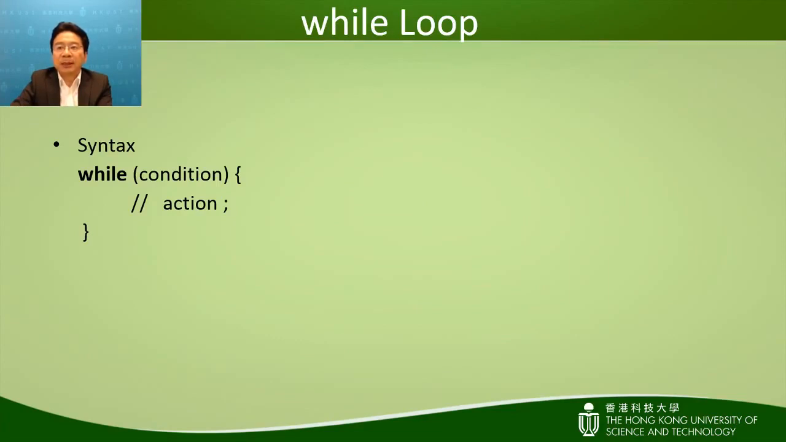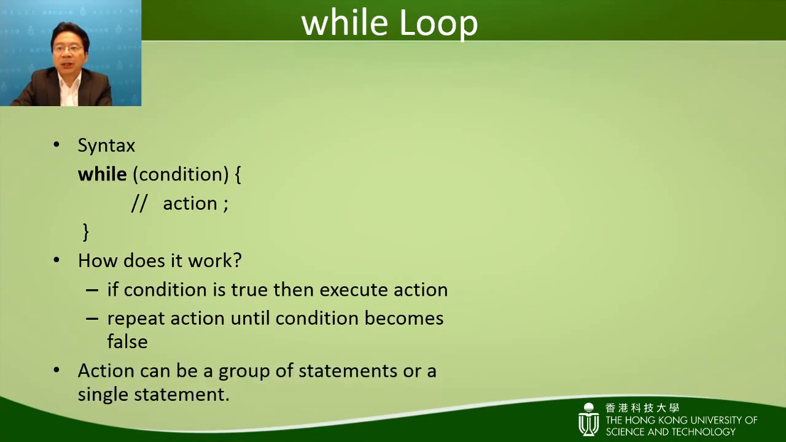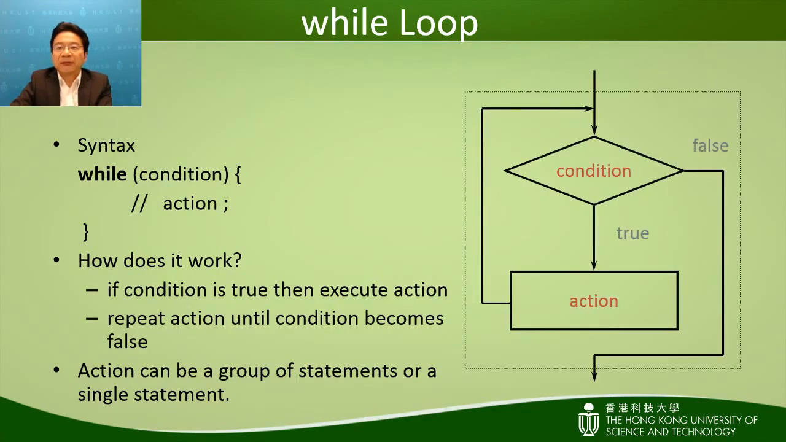The while loop starts with the keyword while, followed by a conditional statement. The way the while loop works is that if the condition is true, then the action in the body of the while loop is executed. The action will repeat until the condition becomes false. The action inside the body of the loop can be a group of statements or just a single statement. The flow of control of the while loop can be illustrated by the flowchart on the right.